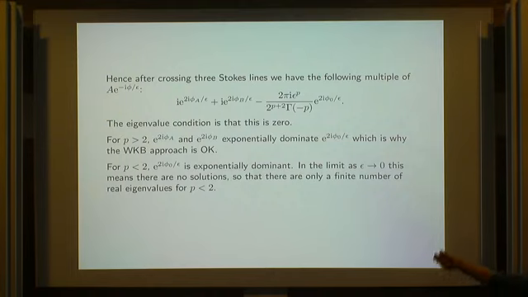But if p is less than 2, then this thing exponentially dominates. And so that tells me that in the limit that epsilon tends to 0, there are no solutions. So that tells me that there are only finitely many eigenvalues. So I cannot do n goes to infinity for the real eigenvalues because there are only finitely many. So you'd think that there's not much of an answer. All you've shown is that they do nip off in the limit as n tends to infinity.